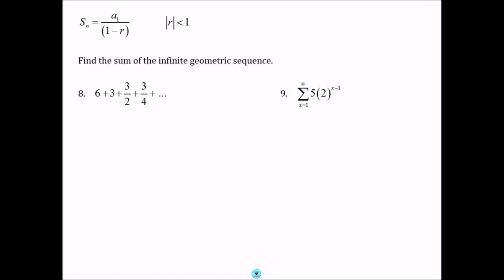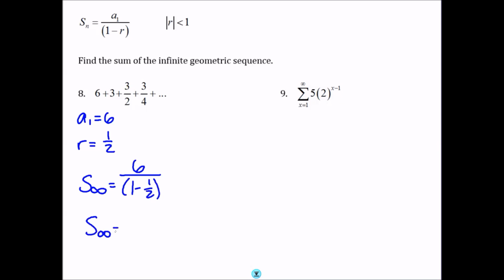So if we look at number 8, our first term is 6, and our ratio, we are dividing by 2, which means we are multiplying by 1/2. So this sum is going to be 6 over 1 minus 1/2, which gives us 6 divided by 1/2, which is 12.